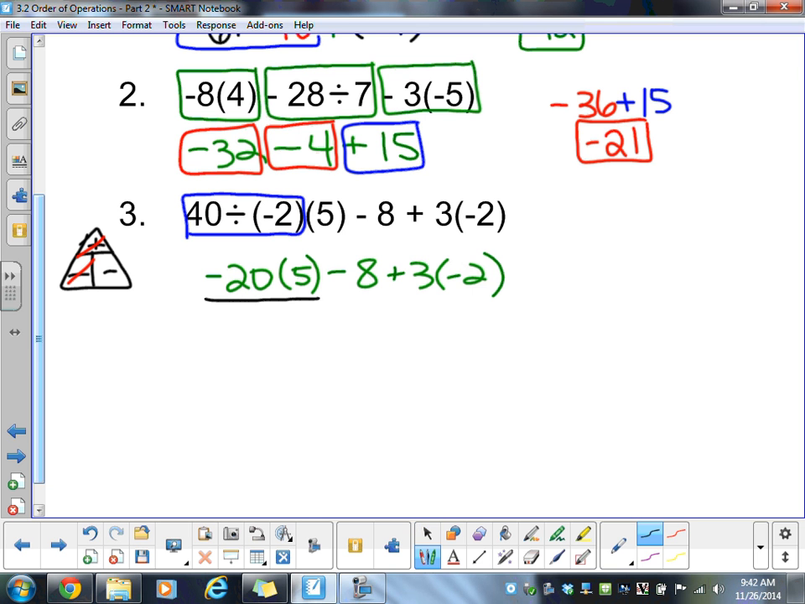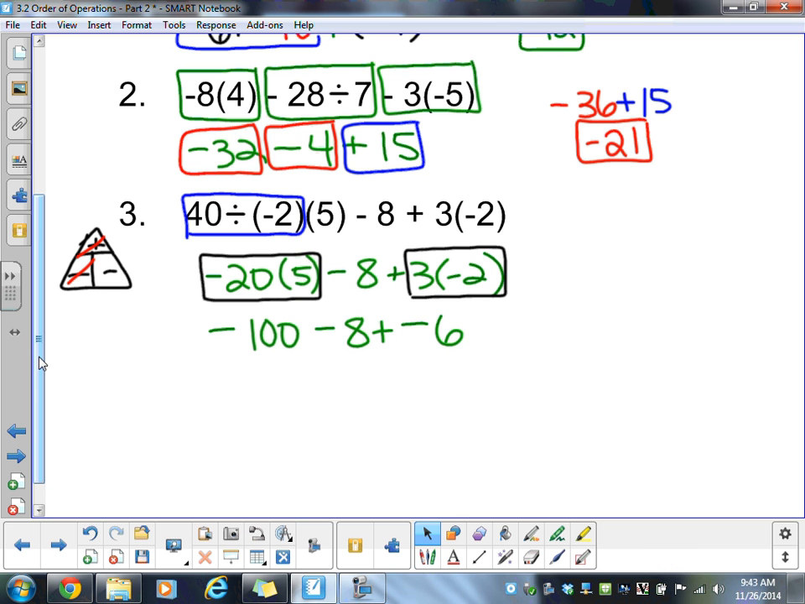I have multiplication here. I have subtraction that I'm not going to worry about. And then I have multiplication again here. So if I look at negative 20 times 5, again, a negative times a positive is going to give us a negative. And 20 times 5 is 100. I have my minus 8 that I'm writing down again. And I'm also going to write down this plus sign. And then 3 times negative 2, a positive times a negative, is going to be a negative 6 in this case.